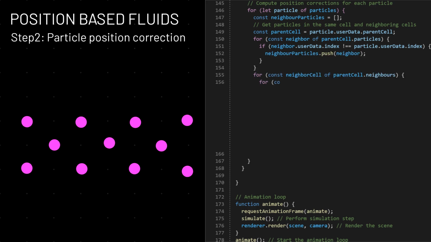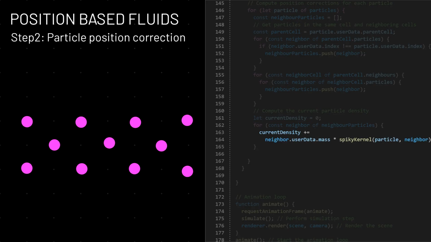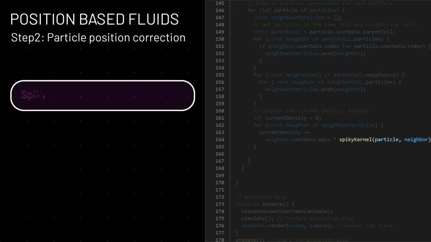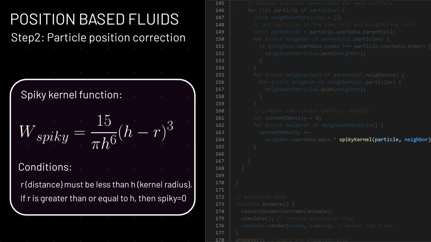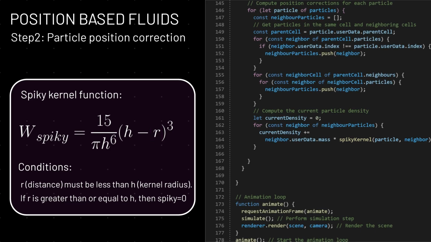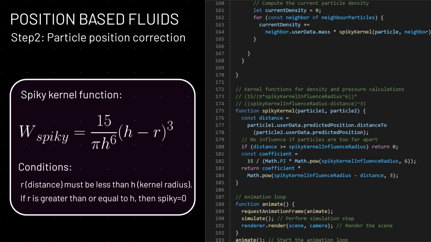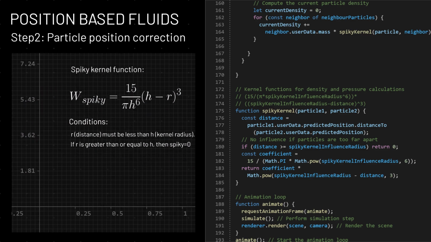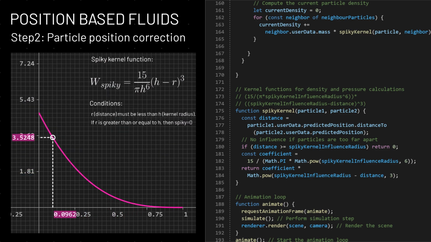To determine exactly how dense, we sum together the product of the particle's mass and the value of a smoothing kernel function. The particular kernel function I chose is called the spiky kernel. This is the formula for it. H is the maximum influence radius within which 2 particles can affect each other, and R the actual distance between them. Let's create a function for it. The function is going to take 2 particles and spit out a value based on the distance between them. The closer 2 particles are, the greater the value of the smoothing kernel function, and thus the greater the density.